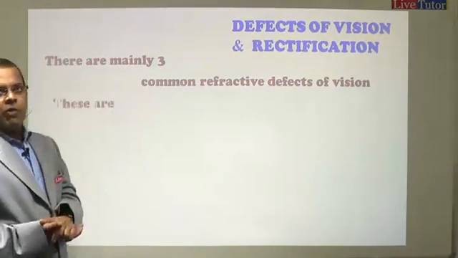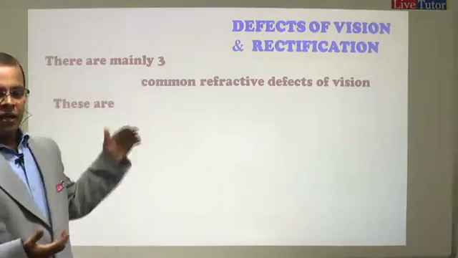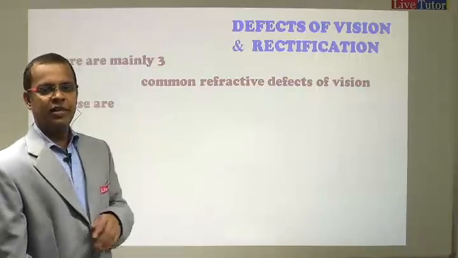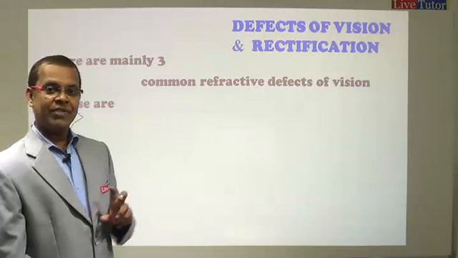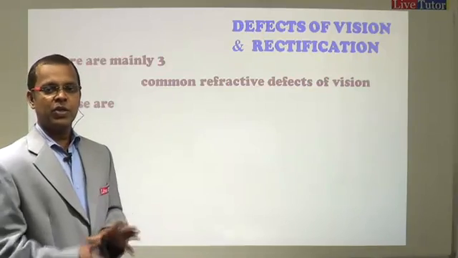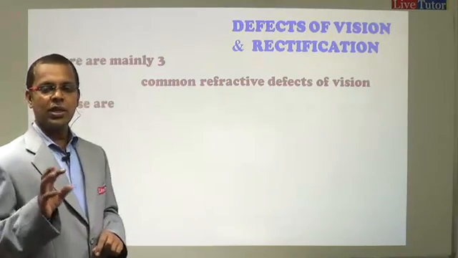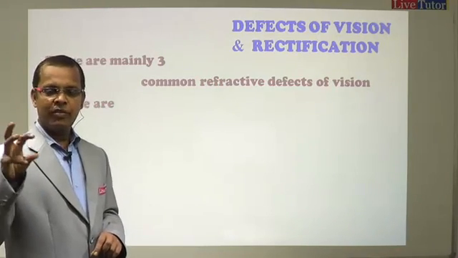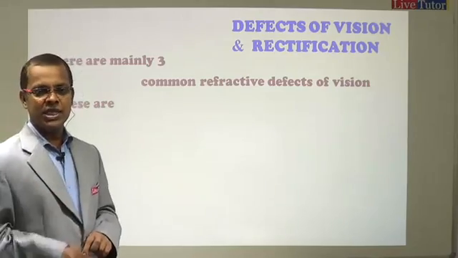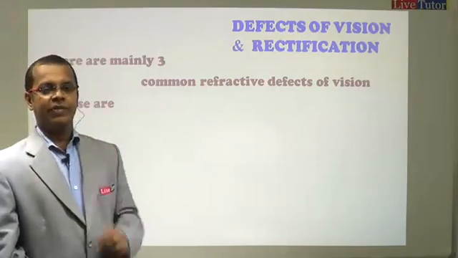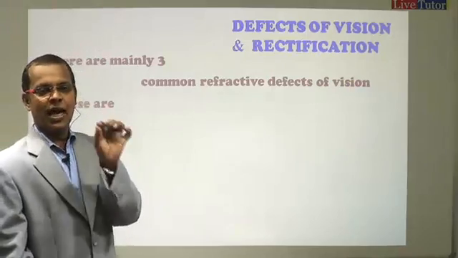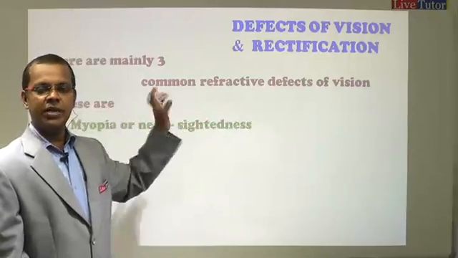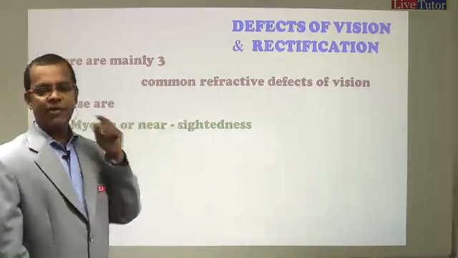The next one is the defects of vision. As we have already discussed, there are basically 3 defects, or what we call refractive defects. Though we say defects of vision, it is not caused by infection or defects in the nerves or muscles, not all those things. It is only because of refractive defects, because of the eye lens. That is why we cannot say simply defects of vision, it is refractive defects of vision.